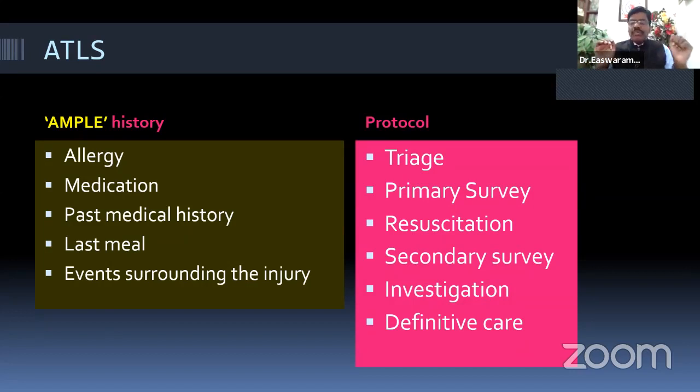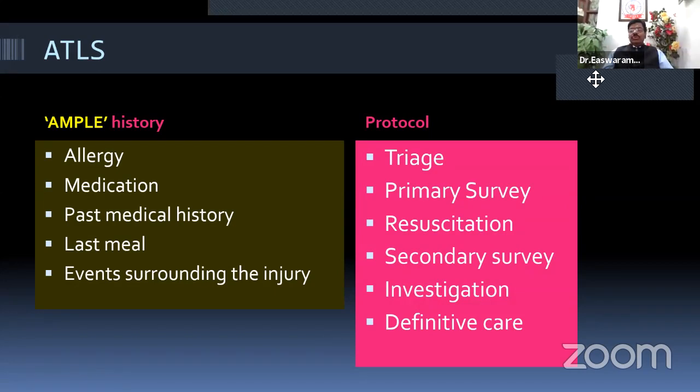Next, once you've done the primary survey, if the patient is stable and alive, then you go for a head to foot examination systematically. That is called a secondary survey. Then according to the survey findings, you go for investigation. Then you ask for definitive either surgical or medical care. So this is the way we do.